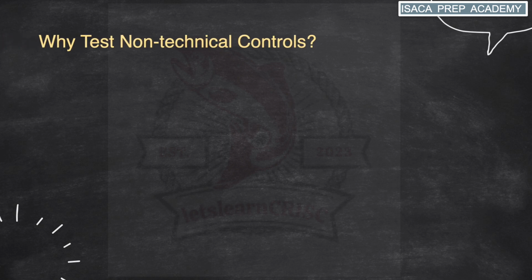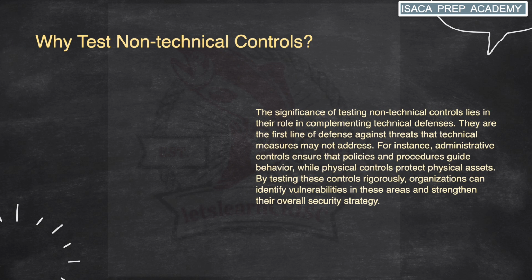First, we'll discuss why test non-technical controls. Friends, the significance of testing non-technical controls lies in their crucial role in complementing technical defenses within an organization's security framework. While technical measures such as firewalls, antivirus software, and encryption play a vital role in protecting digital assets, non-technical controls serve as a first line of defense against threats that technical measures may not fully address.